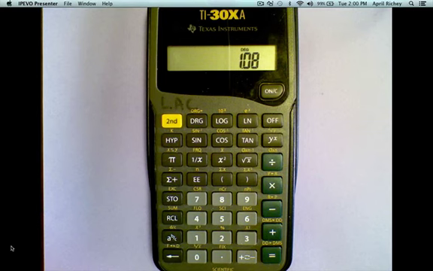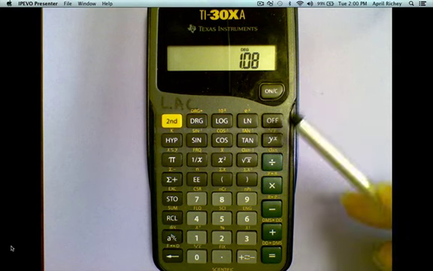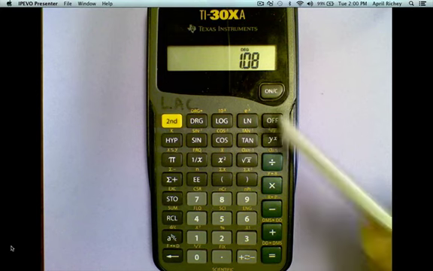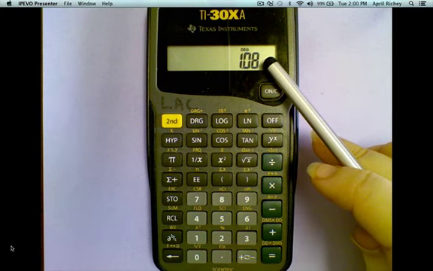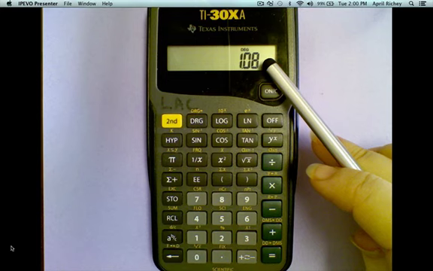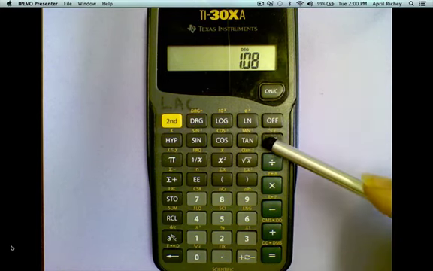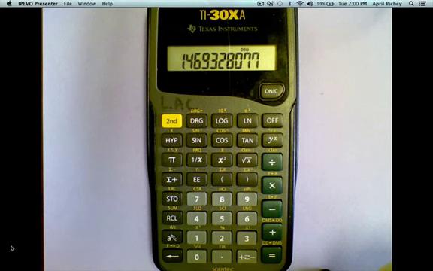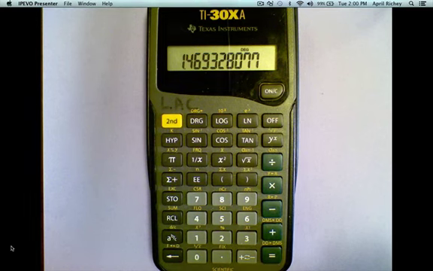Now, order of operations, I do my exponent next. I need to raise this to the 5th power. Your exponent key is the y to the x power. The 1.08 is your base, so leave that in your calculator. You're going to type your exponent key, and then you're going to enter the 5 and hit equals. So 1.08 raised to the 5th power is 1.4693, and that number continues on.